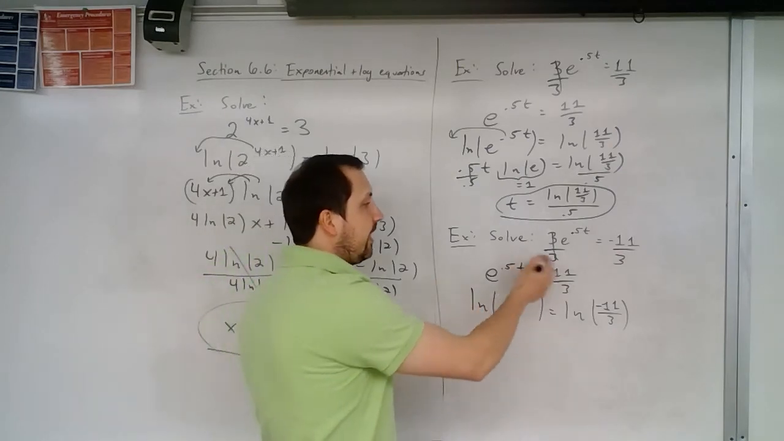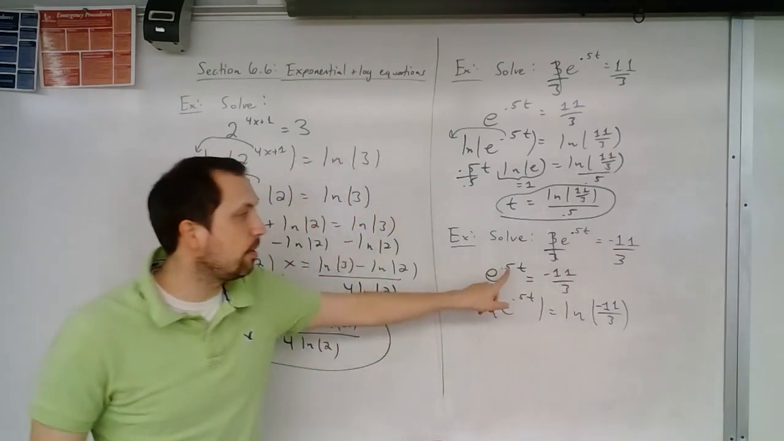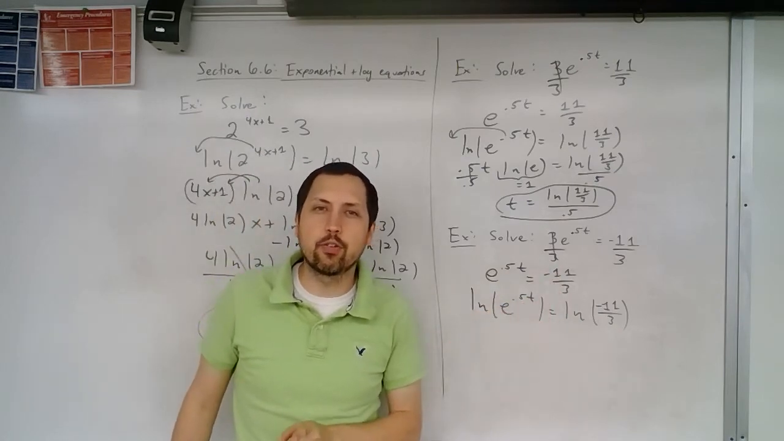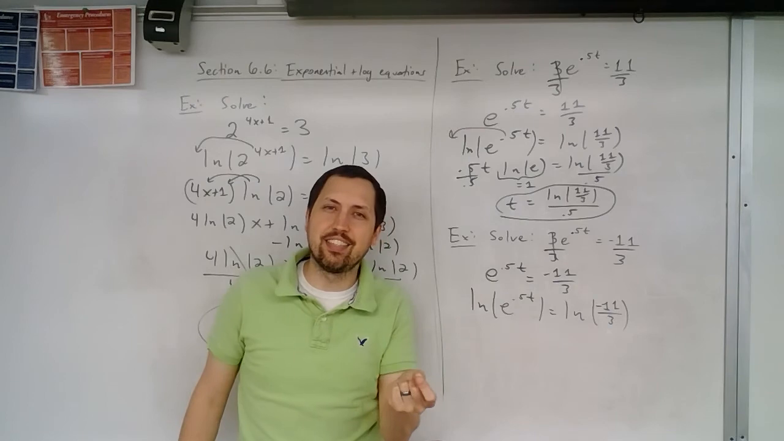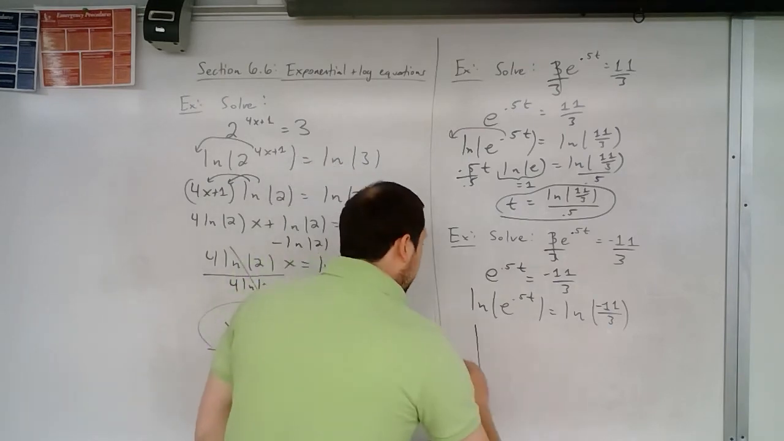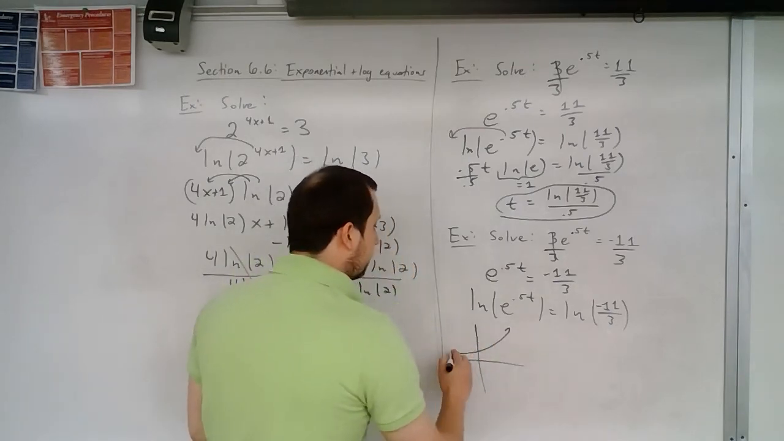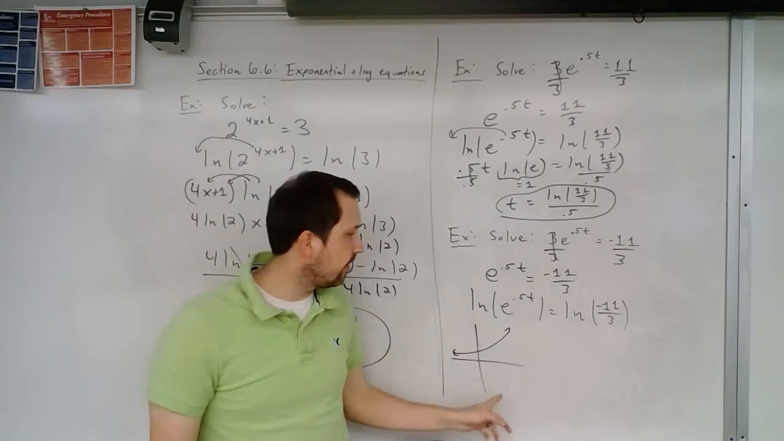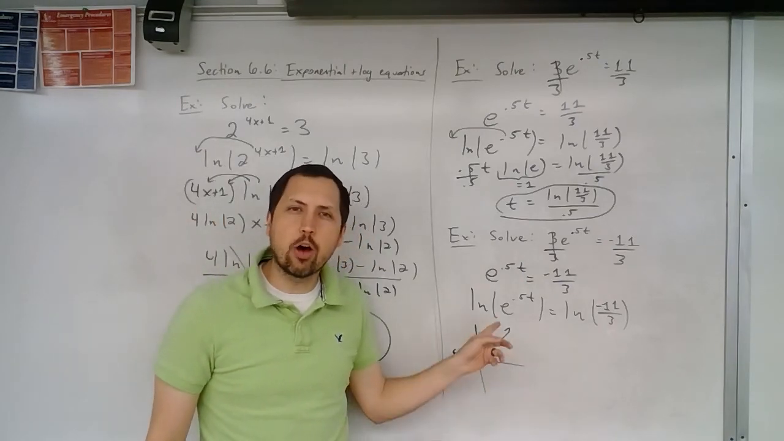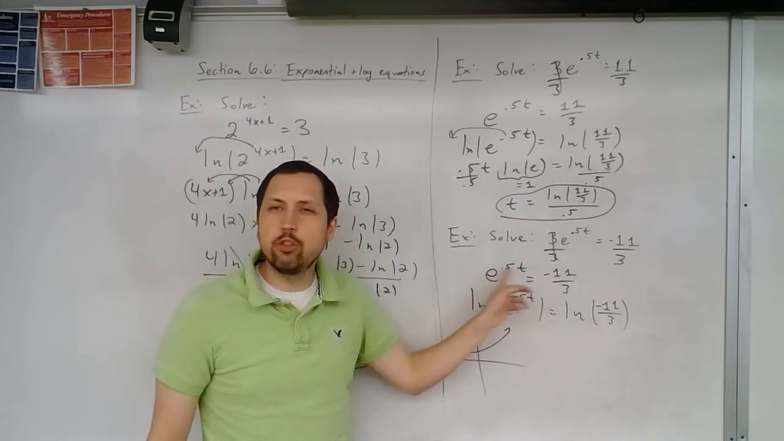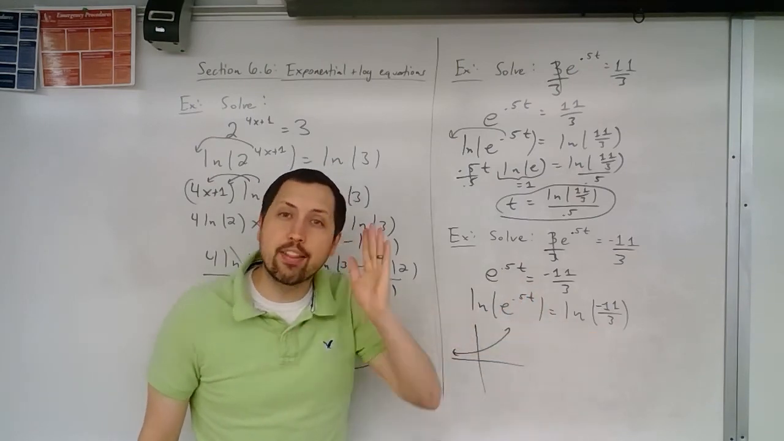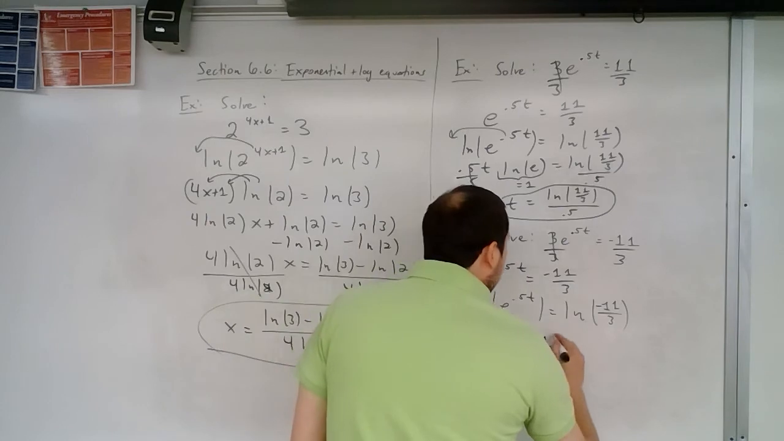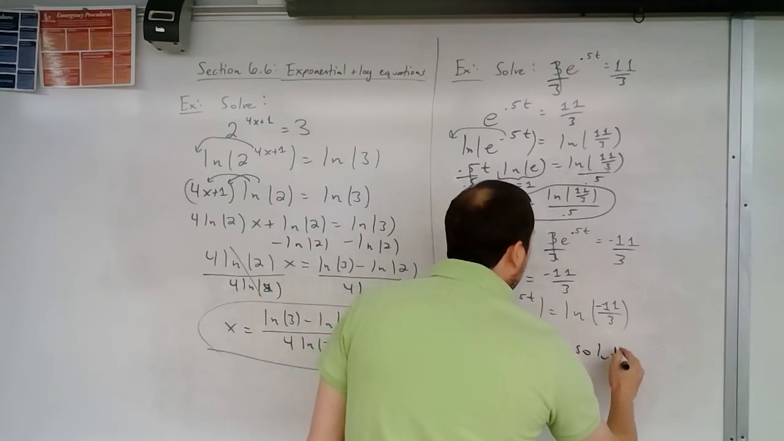What this is saying is e to some power is equal to negative 11 over 3. But we know e to any power is always something positive. We saw the graph of this. This is never a negative value. This is always a positive value. So here, there's no solutions. Or you could see here that I have a negative there. That's bad. There's no solution. So here, this is an example where there is no solution.